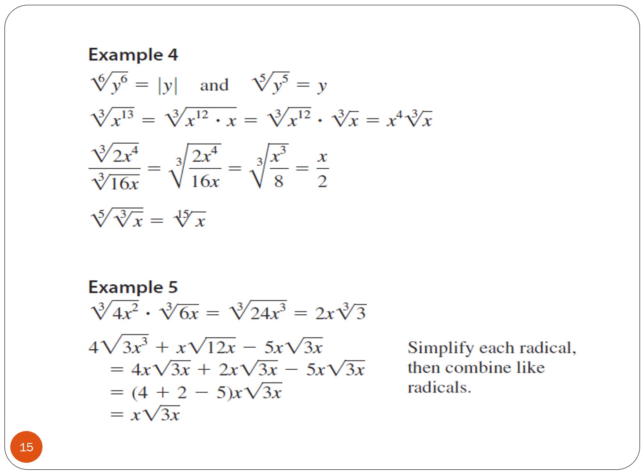Also, x is a common factor. Factor x times the square root of 3x. From the first term, you're left with 4. From the second term, you're left with 2. From the third term, you're left with minus 5. 4 plus 2 minus 5 is just equal to 1. The final result will be 1 times x times the square root of 3x. The final result is x times the square root of 3x.